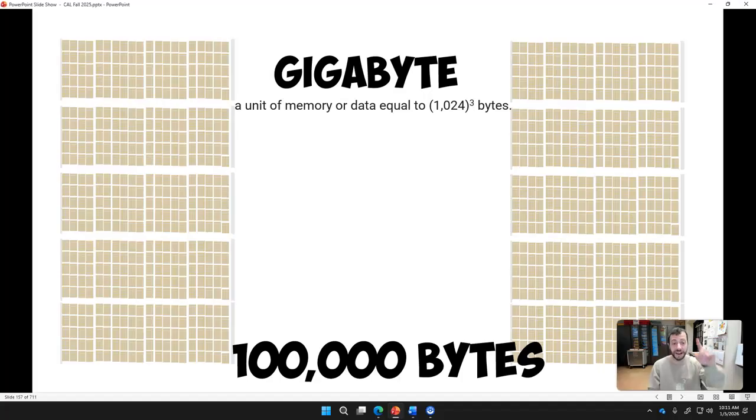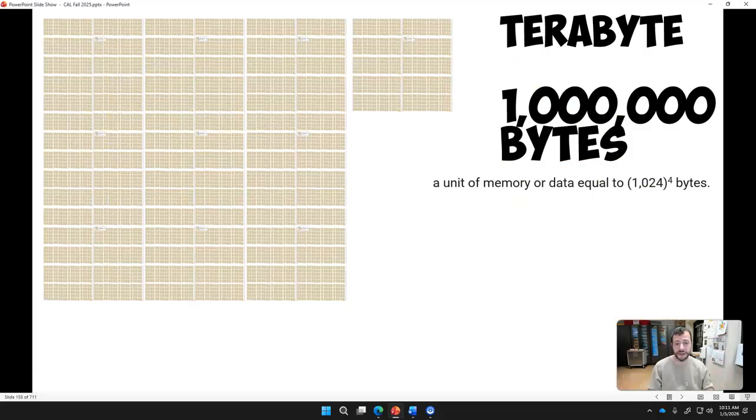In other words, you have tiny little on and off switches that can be flipped in a pattern to be representing some piece of information. A terabyte is approximately 1 million bytes, and it goes up even from there, petabyte and higher, up to flops of information.